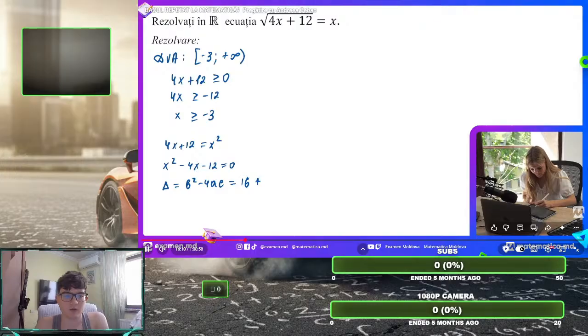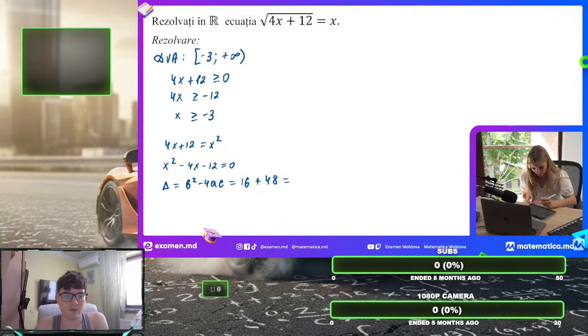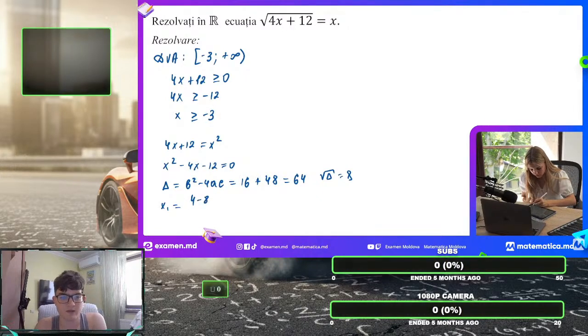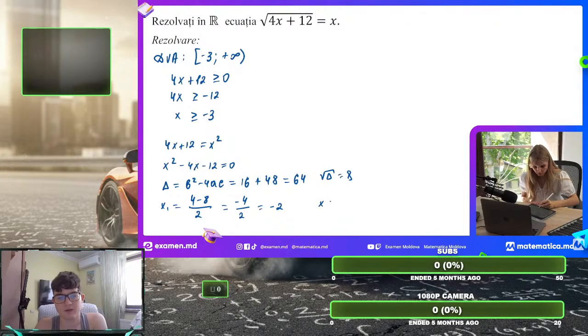And we now solve using the delta. 16 plus 48 right there, and that is 64, right? Which is 8, the square root. And now x1 is minus b minus 8 divided by 2. How much is that? Minus 2. And the next one is going to be 6 right there.